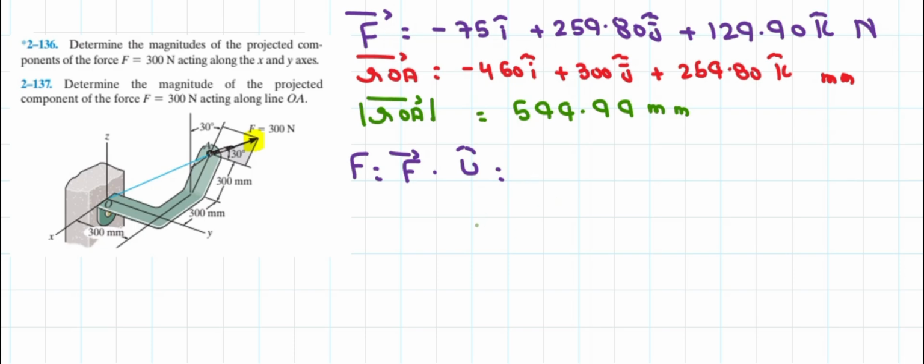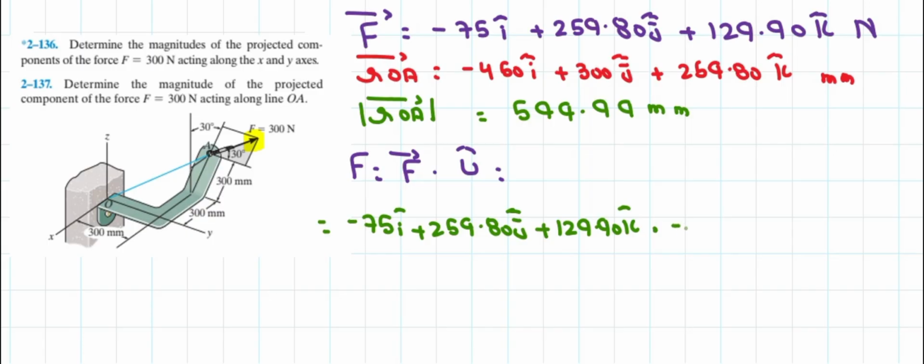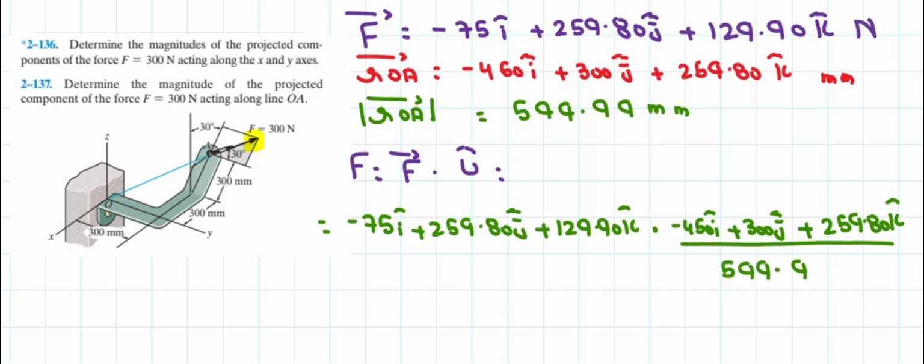So the vectorial form of force F is negative 75 i cap with positive sign 259.80 j cap with positive sign 129.90 k cap, into the position vector, which is negative 450 i cap with positive sign 300 j cap with positive sign 259.80 k cap divided by its magnitude, which is 599.99. So multiply like vectors with each other. Multiply negative 75 i with negative 450 i and divide by 599.99.